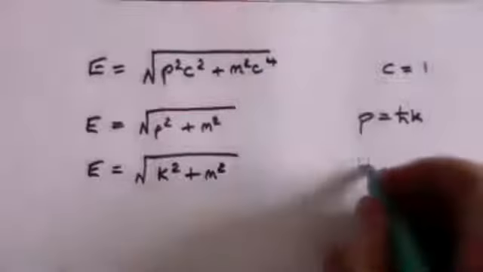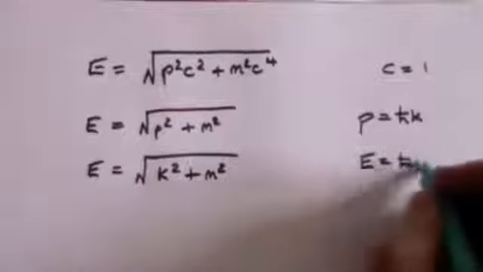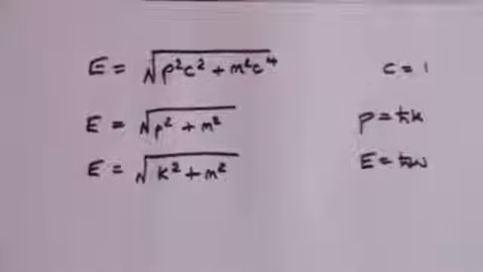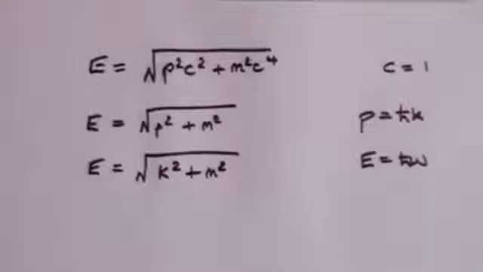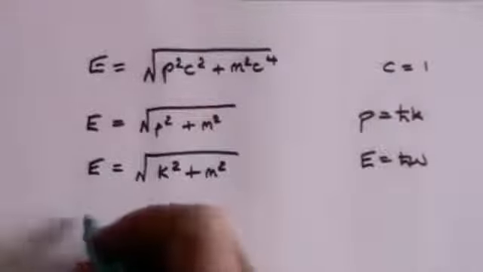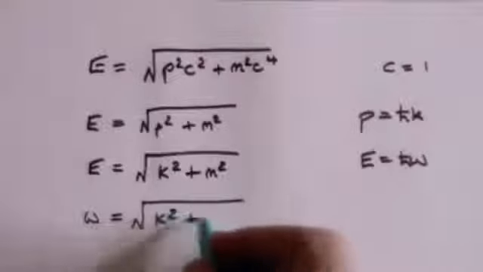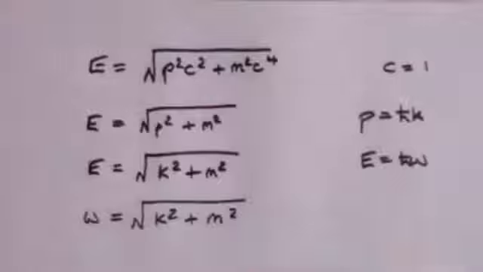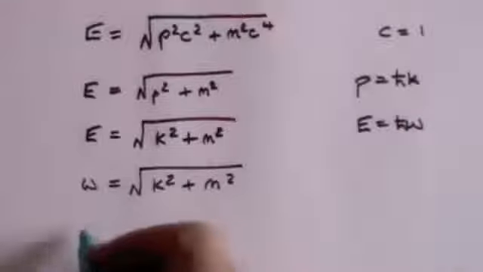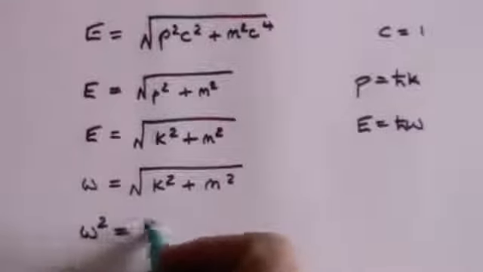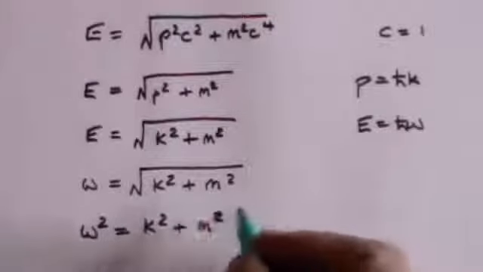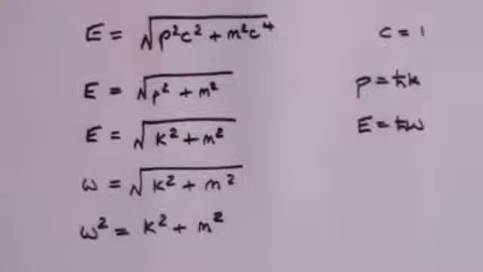But I remind you that E is h bar omega, and again if you set h bar equal to 1, then E is omega. So that now gives me that omega is the square root of k squared plus m squared, and if I square both sides, omega squared is equal to k squared plus m squared.